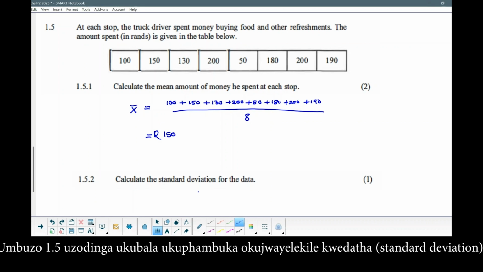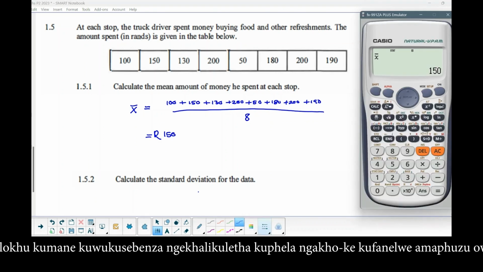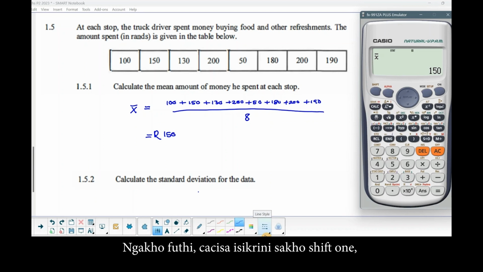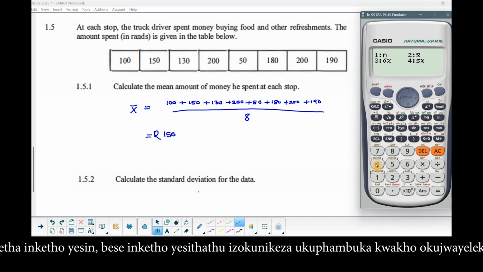1.5.2, calculate the standard deviation of the data. Again, this is purely calculator work, and therefore it's only worth 1 mark. So again, clear your screen, Shift 1, that's your secret stats menu. Choose option 4, and number 3 will give you your standard deviation.